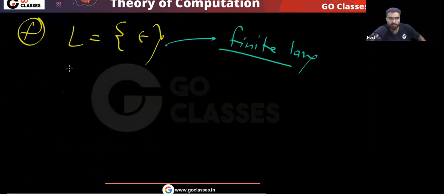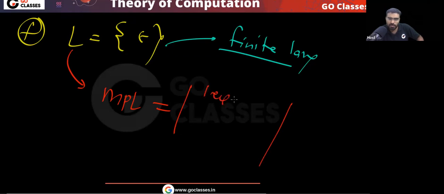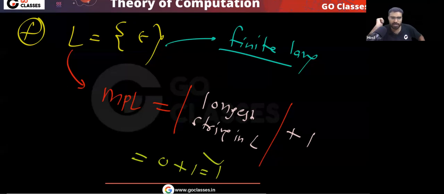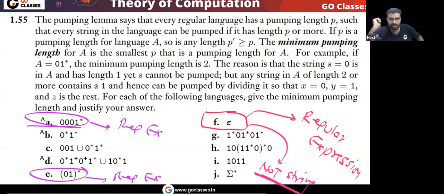So what will be the minimum pumping length? The minimum pumping length will be the length of the longest string, plus 1. Find the longest string in L, the length of that plus 1. So the answer will be 0 plus 1, that is 1. Minimum pumping length, MPL, will be 1. Simple. What about the next one?